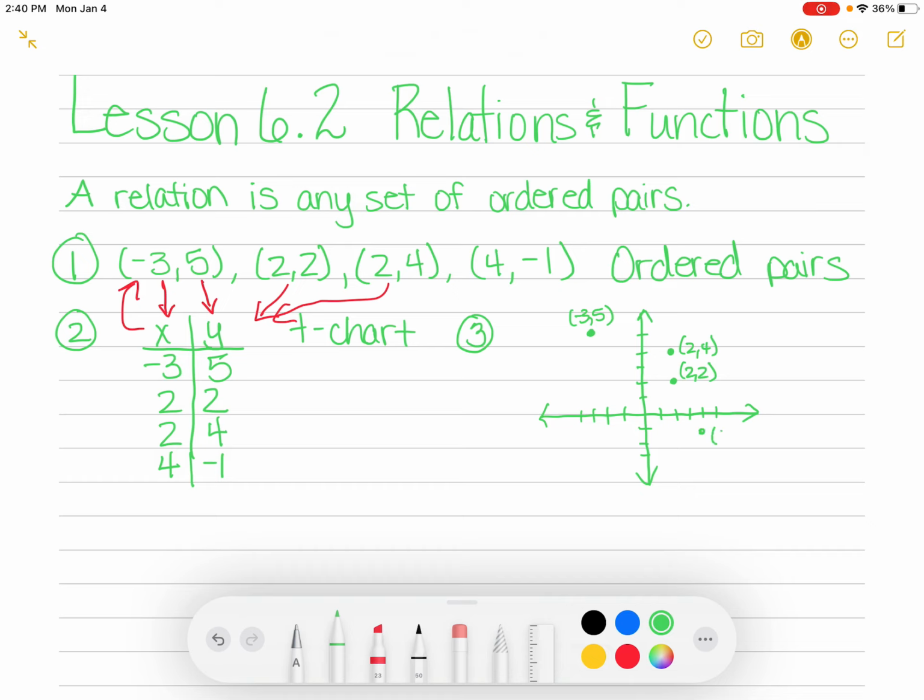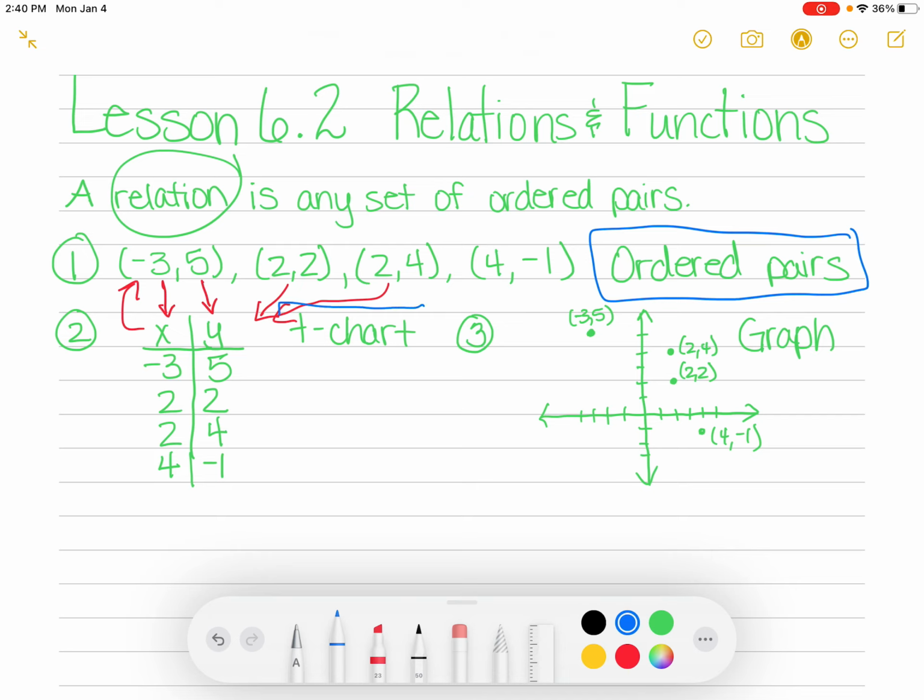So this is another way to show your relation, by graphing it. So we can do ordered pairs, we can do a T-chart, and we can do a graph. Those are the 3 ways to show relations.